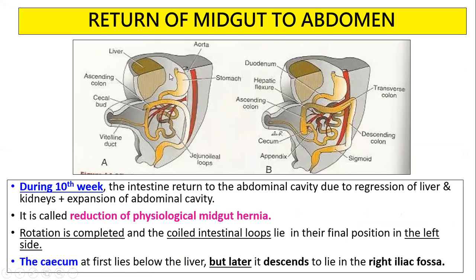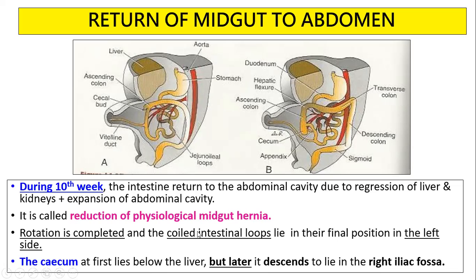For 4 weeks it will remain outside the abdomen. Then by the 10th week, it will return to the abdominal cavity due to regression of the liver and the kidney and expansion of the abdominal cavity. Because of the expansion of the abdominal cavity, the liver and kidney becoming smaller, and the increased growth of the abdominal cavity, there is now space in the abdomen, so they will go back into the abdominal cavity. It is called the reduction of the physiological midgut hernia. As we have seen, reduction of the physiological midgut hernia.